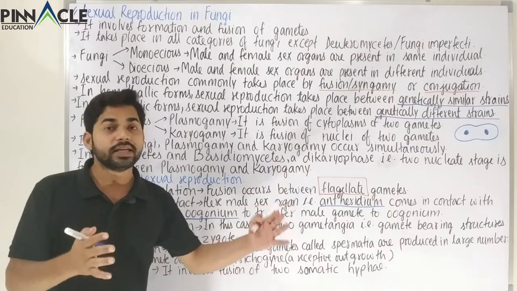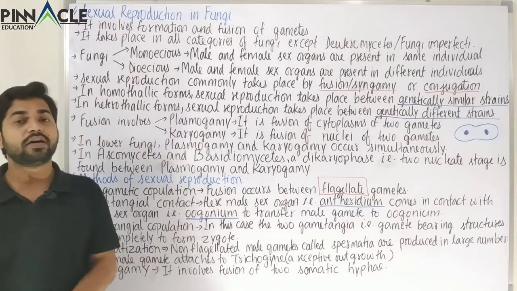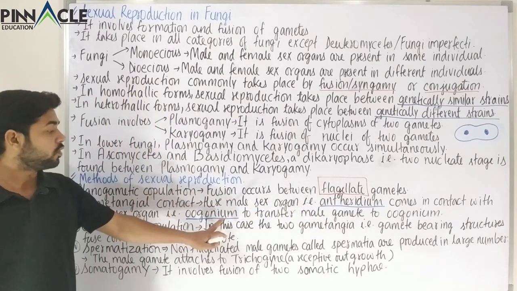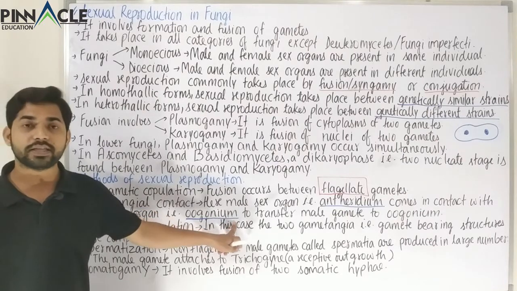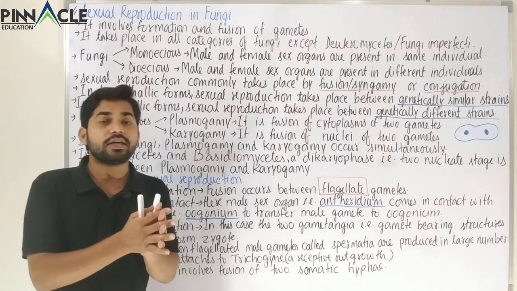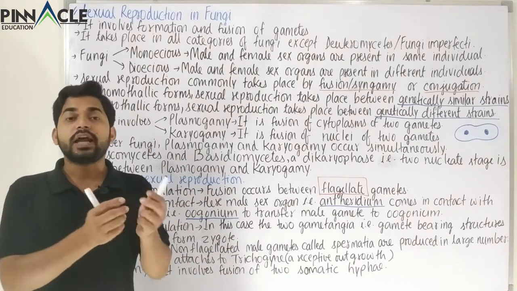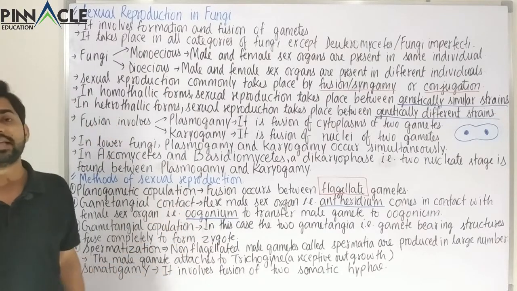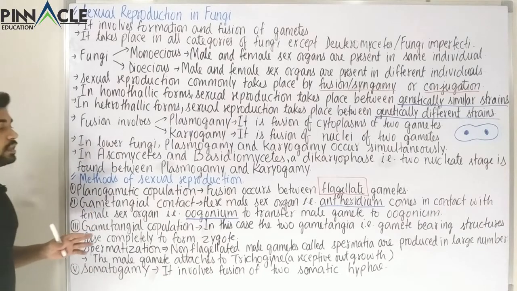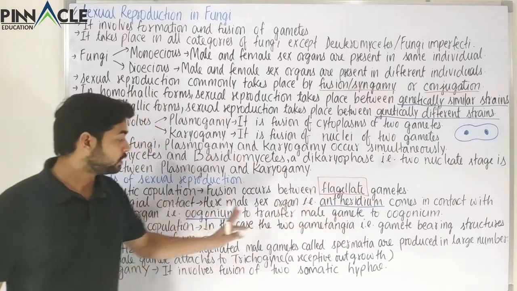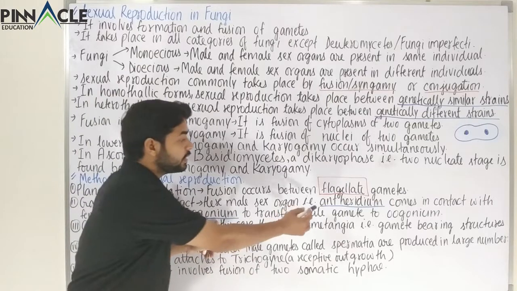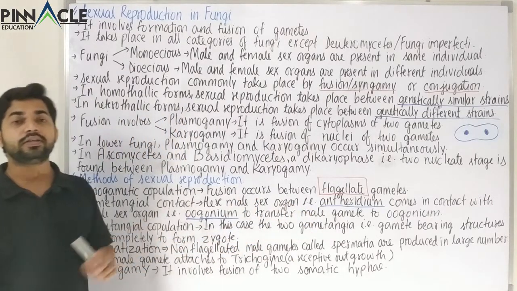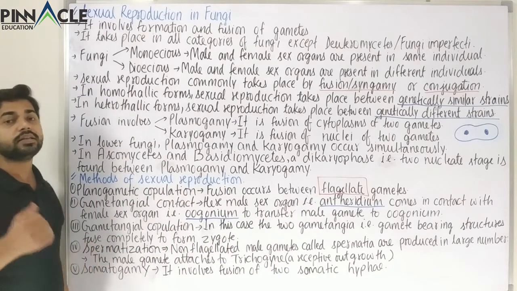Now the antheridium will come in contact with the oogonium, that is, the male sex organ comes in contact with the oogonium or female sex organ, and the antheridium transfers the male gamete directly to the oogonium. So this is what is gametangial contact. The antheridium transfers the male gamete or the male nucleus to the oogonium, and therefore fertilization occurs.